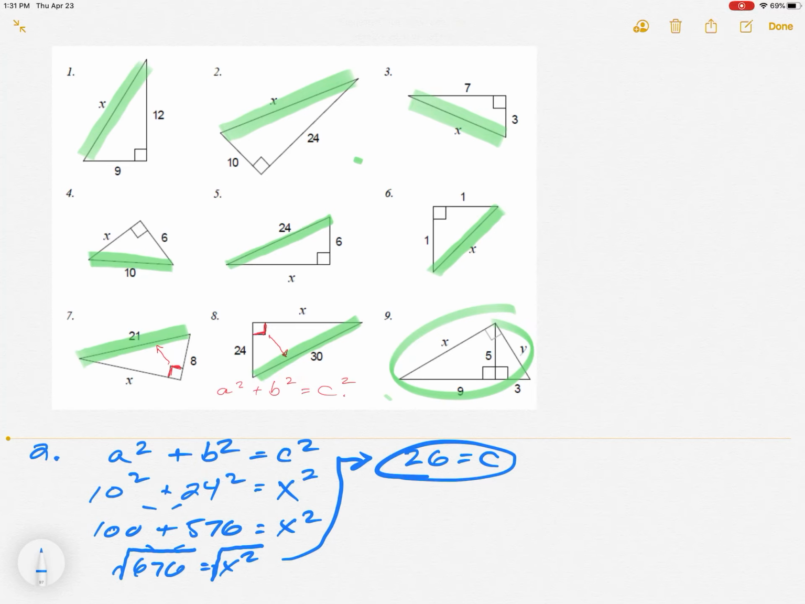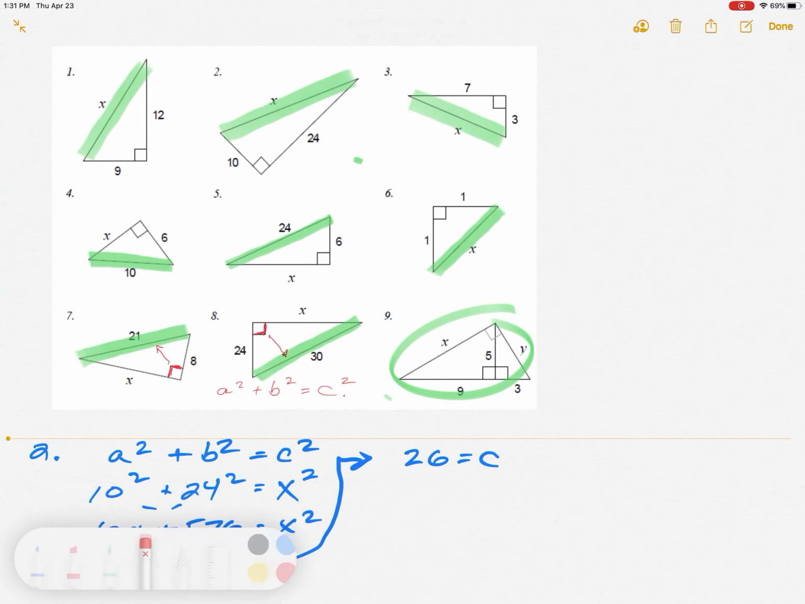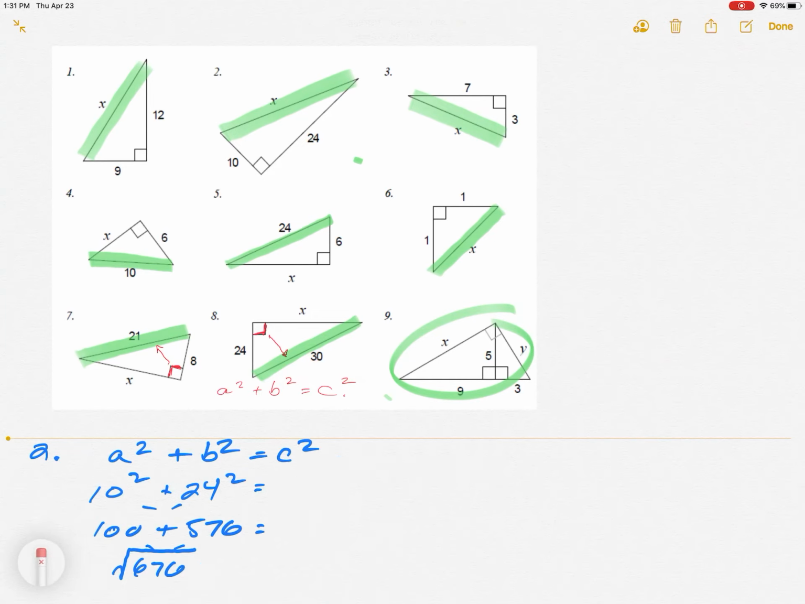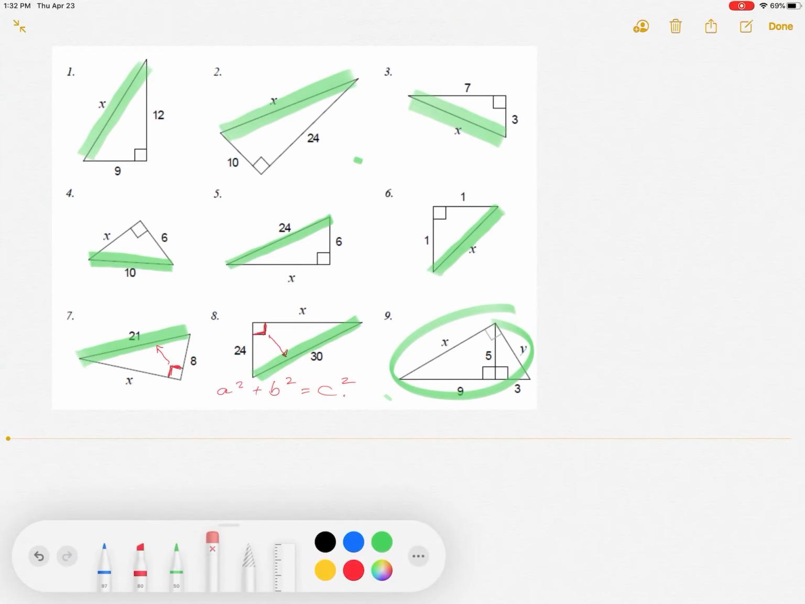All right? So I'm going to erase what I've got here and then go through number 4 with you guys. And then hopefully that will allow y'all to carry on and complete the rest and then do that number 9 challenge problem.